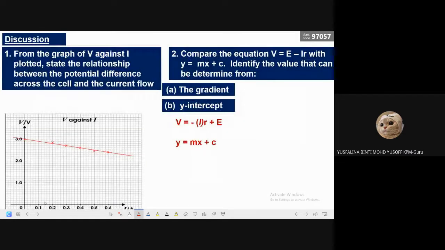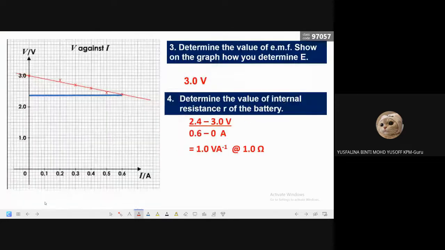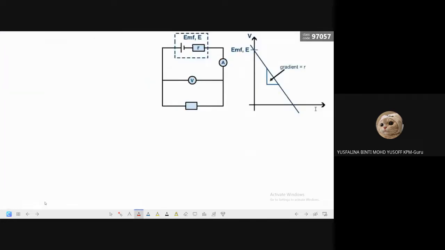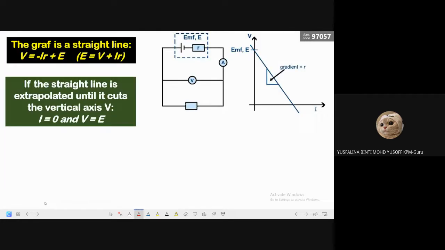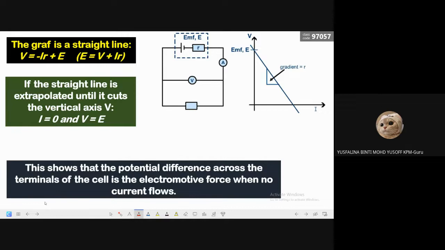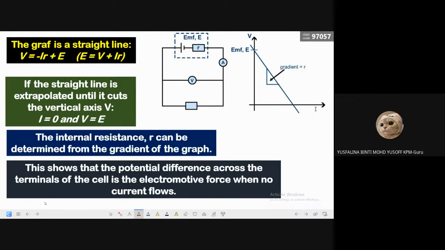Okay, so this one I already told you the gradient is, we compare the equations. I think we can do this one, but I need to find the bulb, because we don't have the bulb holder. We don't have the bulb holder.